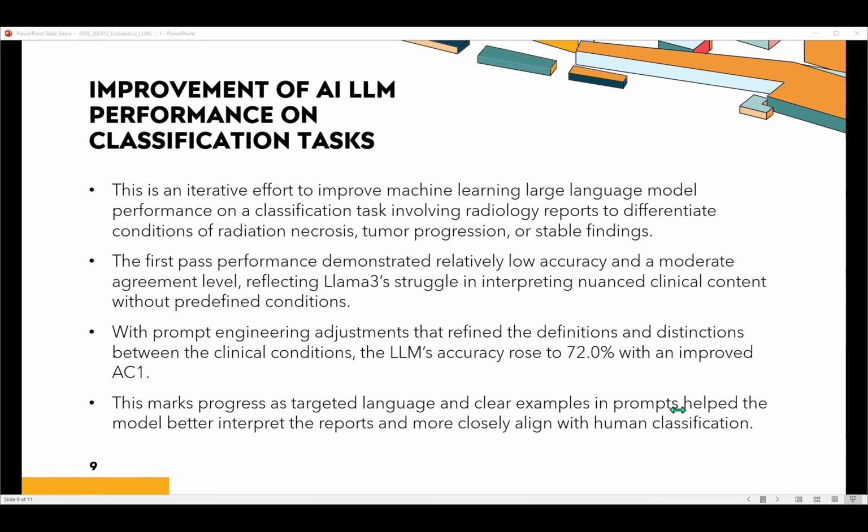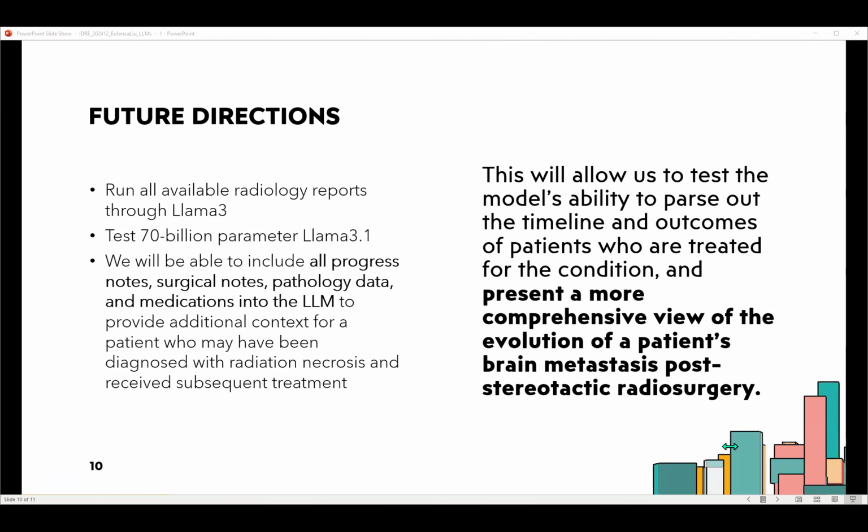And so I think this just shows, preliminarily, very early progress in targeting language and clear examples in prompts to help the model better predict and interpret the reports to closely align with human classification. So really what's most important here is our future direction. We want to run all of our available radiology reports, which we have collated into a data set of around 2,000 to 3,000 reports, through Llama 3. We also want to test the newer 70 billion parameter Llama 3.1 model.